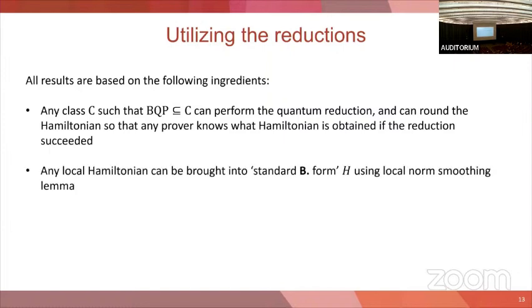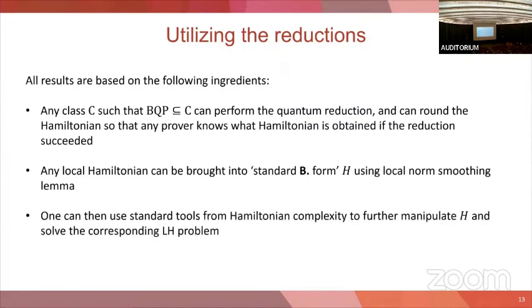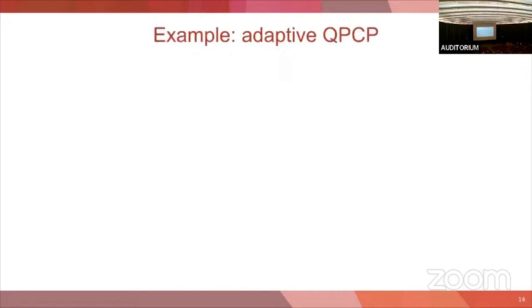Then any local Hamiltonian, through local norm smoothing, can be brought into the standard B form using the lemma I just showed you before. And then one can use the standard tools, or generalizations of standard tools, from Hamiltonian complexity theory to solve the corresponding local Hamiltonian problem, or manipulate H before you can actually solve it. Let me give two examples of why this is useful here.